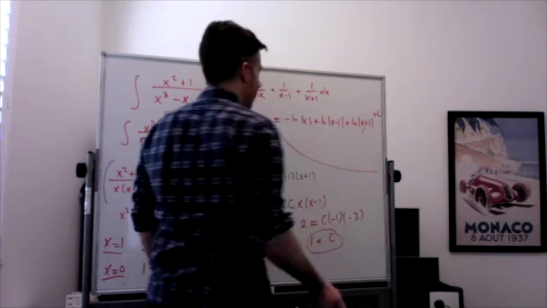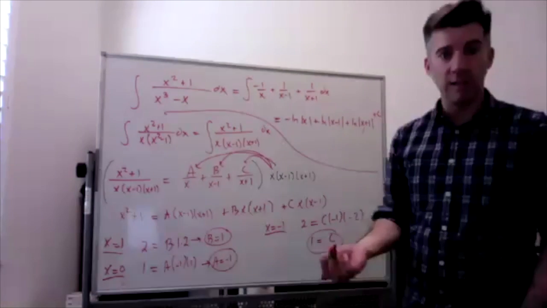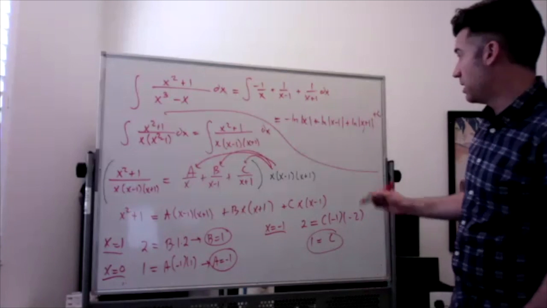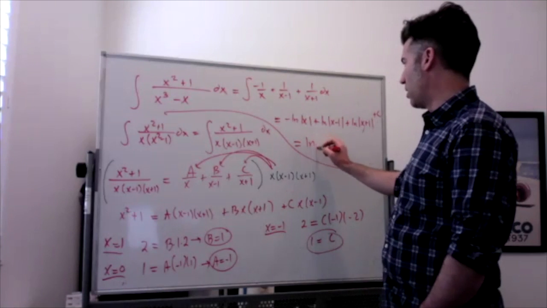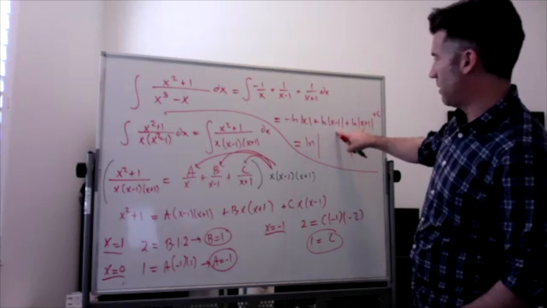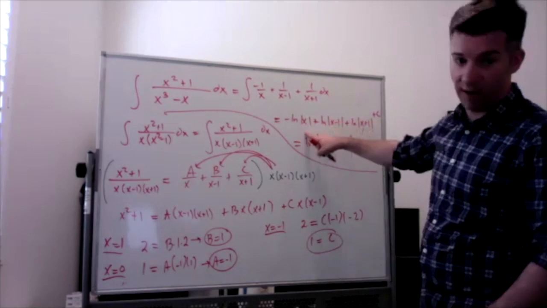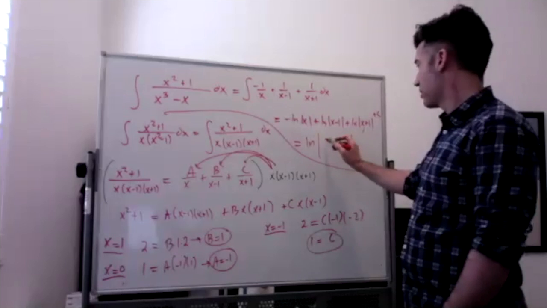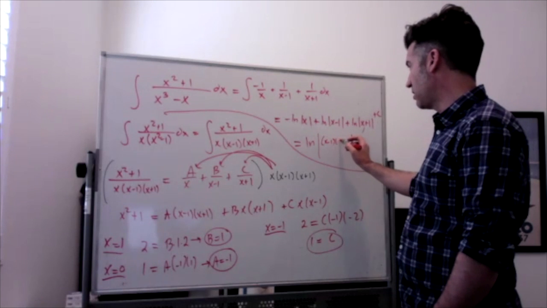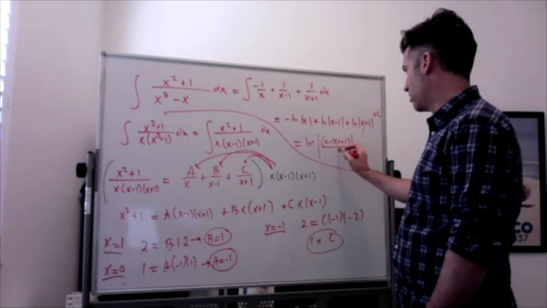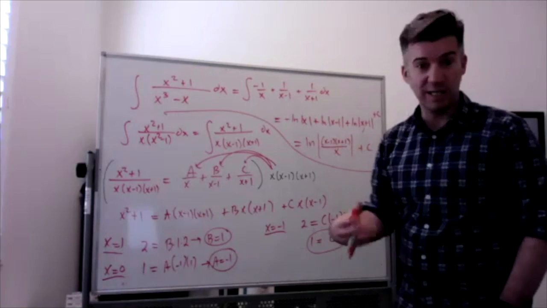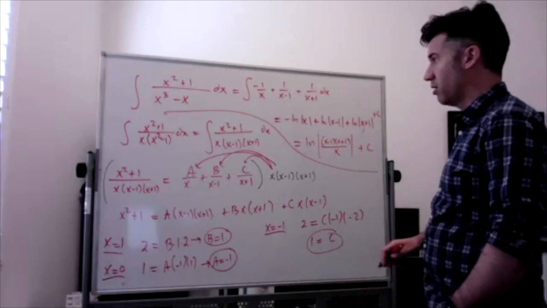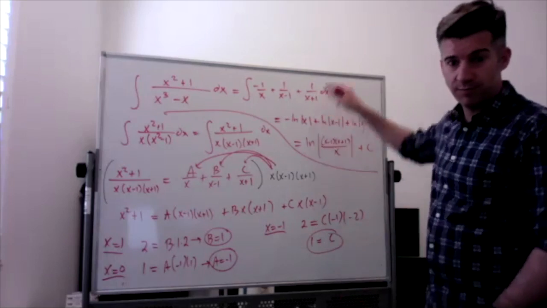plus c. You might see somebody put this all in one natural log and say it's the natural log of the absolute value of x minus 1 times x plus 1 divided by x. It's the minus there. It's not absolutely necessary to do this, but you might see someone do that. All right, let's do more examples.